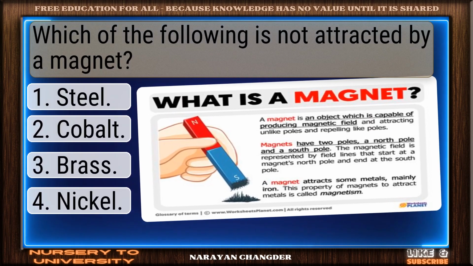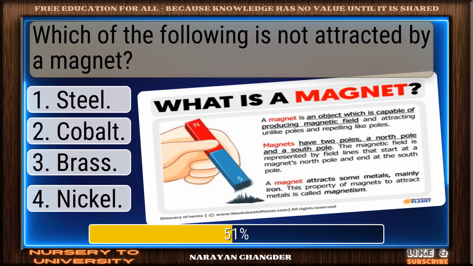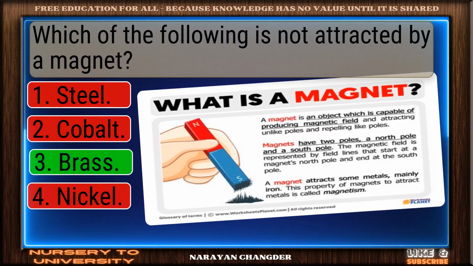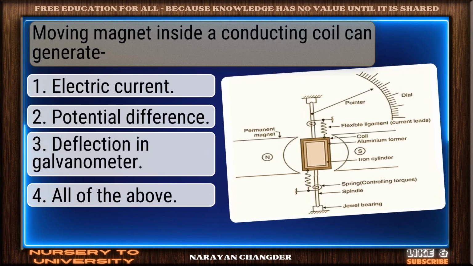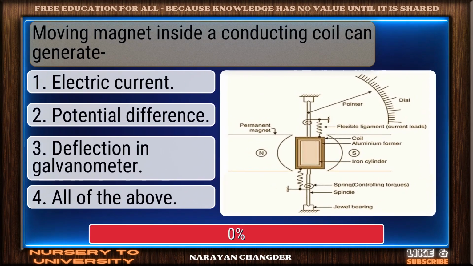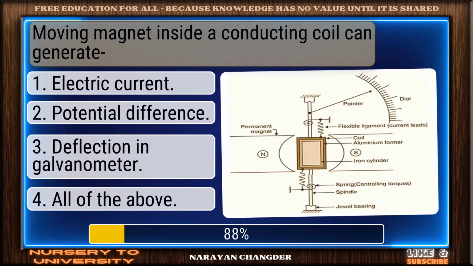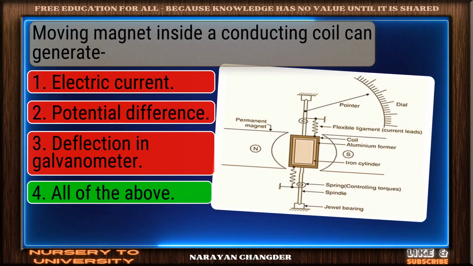Question number 21. Which of the following is not attracted by a magnet? Good job. Your answer, brass, works well here. Question number 22. Moving magnet inside a conducting coil can generate. Great job. All of the above is the accurate answer.